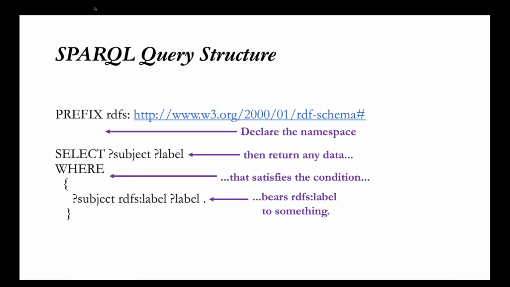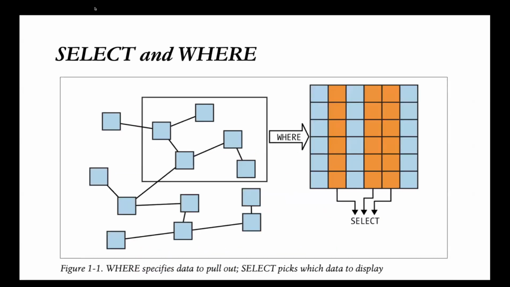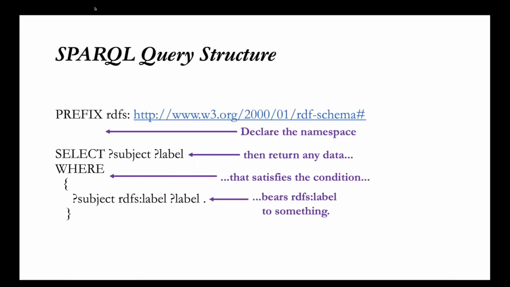The way this works is it's graph matching. You've described a graph right here, something RDFS label something. And now you're saying any instance in the graph, anything in the graph that matches that pattern, give me that in a list. Where specifies the data to pull out, and the select picks which data to display. Where tells you the conditions to satisfy. You don't have to put everything you mentioned here in the where clause in the select line. If I just want to look at the labels, I just get rid of the question mark subject, and what will be displayed is just a list of the labels. Does that make sense?